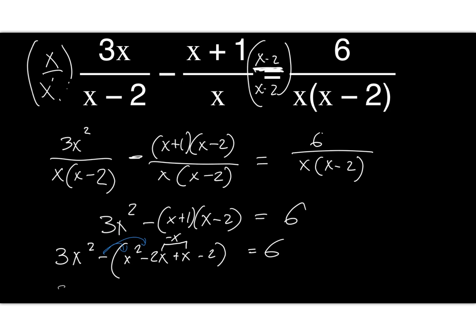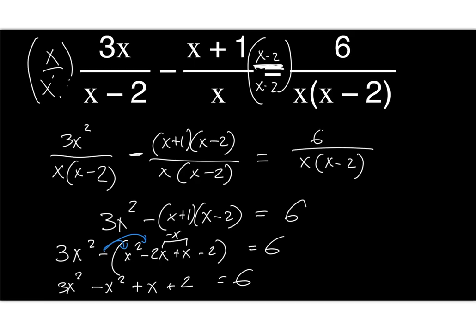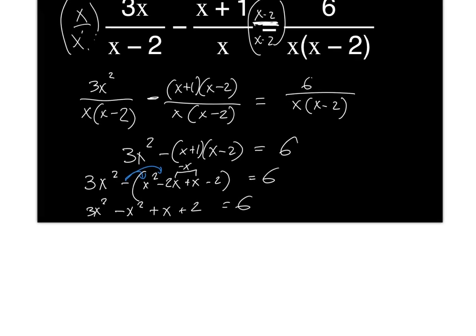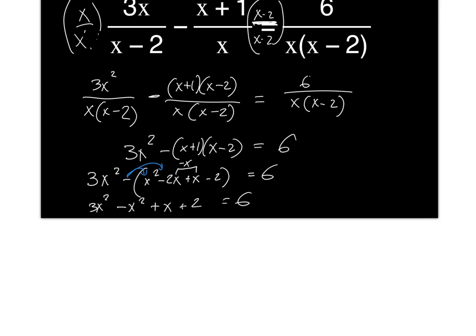I'll have 3x squared minus an x squared, plus x, minus a negative x, that's plus x, and then minus a negative 2 is positive 2, equals 6. So 2x squared plus x plus 2 equals 6. To solve a quadratic, I set it equal to 0.